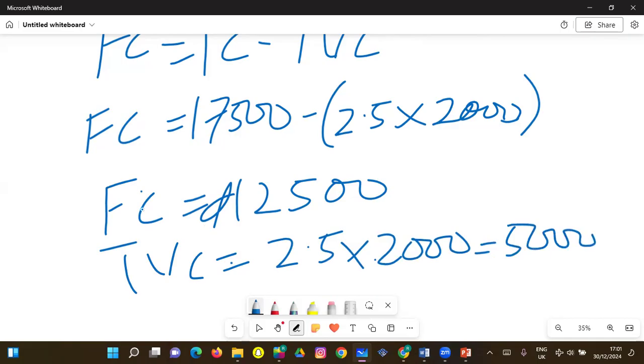So basically, that's the main aim of whatever we are doing today. We are just going to separate the total cost given to us into fixed and then variable cost. So looking at it here, this is our fixed cost, this is our total variable cost. We are done. So simple, right?